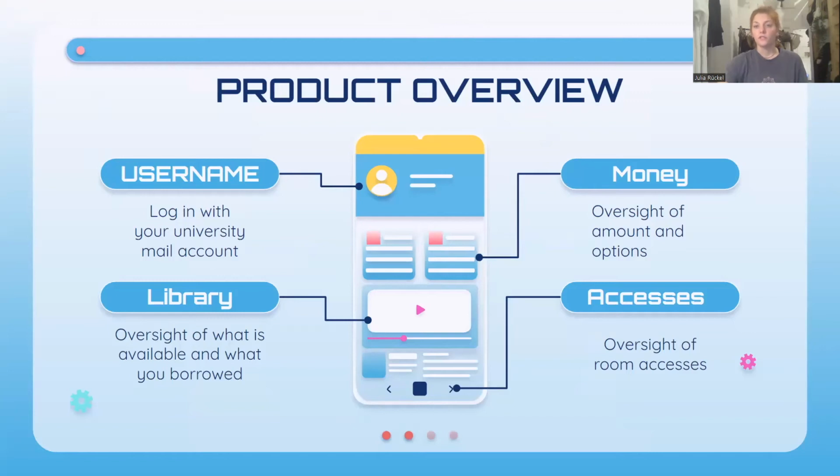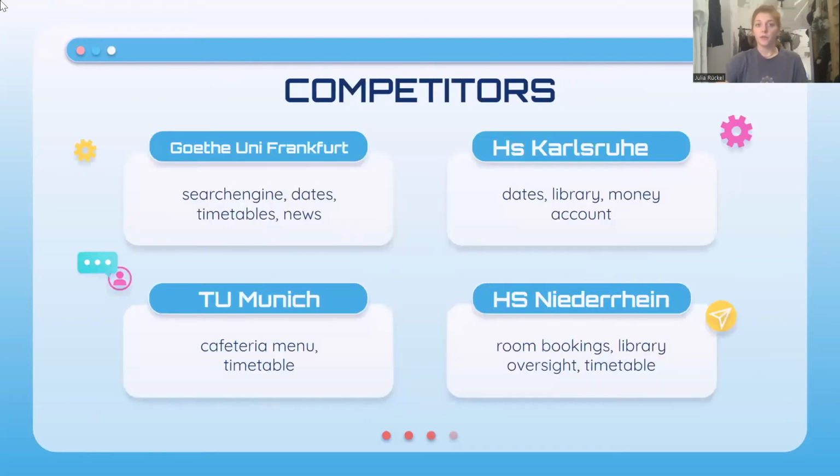There is also an overview of the library, so you can see what kind of books or magazines you can borrow, or what you already borrowed and until when it has to be given back. And there are also the accesses, which we talked about, which will give you an overview of which rooms you will have access to. We also, of course, checked the competitors. We did that in Germany as we're transferring the system from the US to Germany. There are a couple of universities which have similar apps. It's not exactly the same, as you don't have to scan your cards and collect them in an app, but you already have an app for those things.